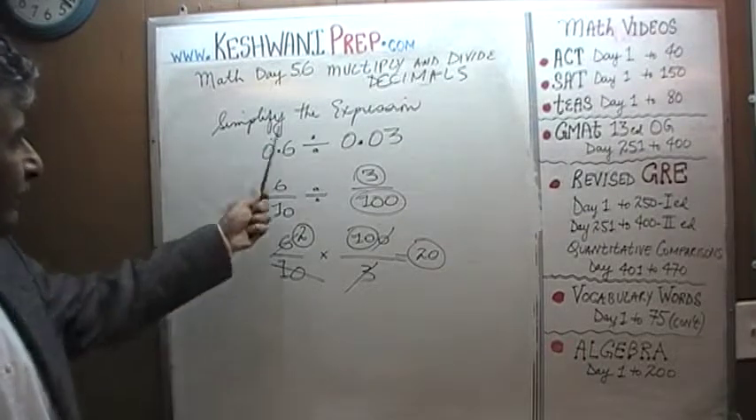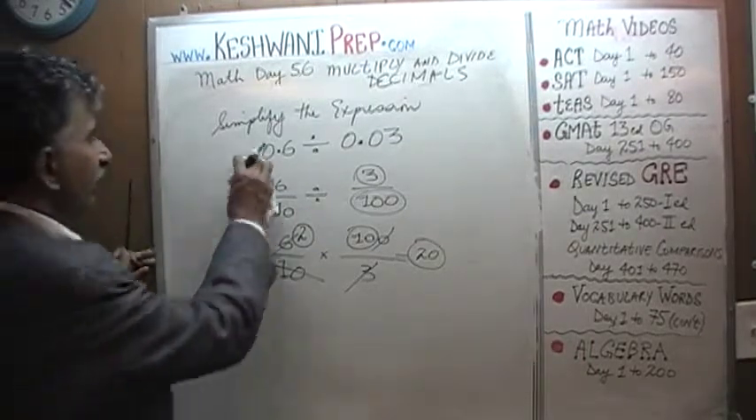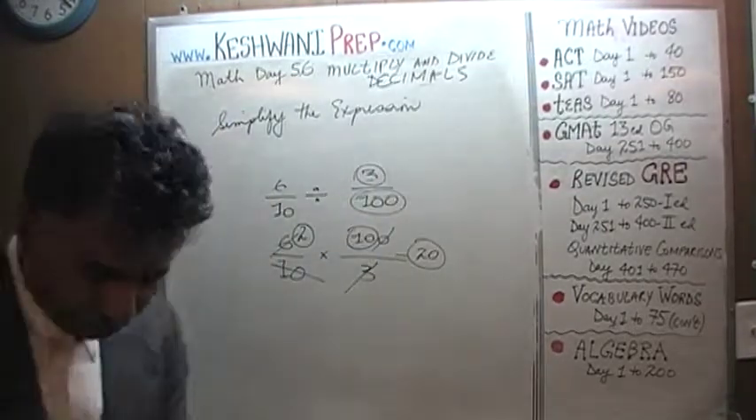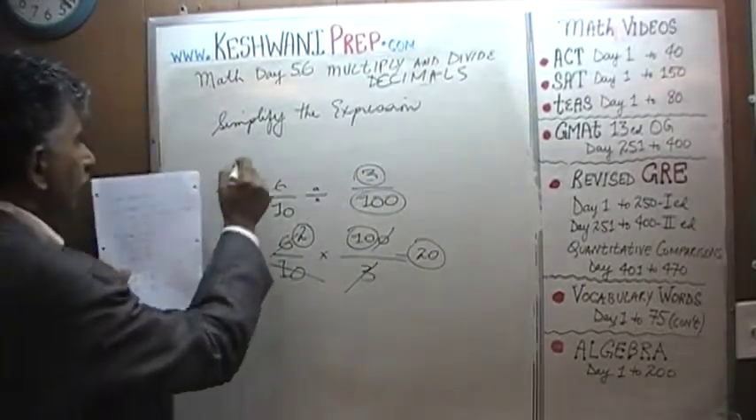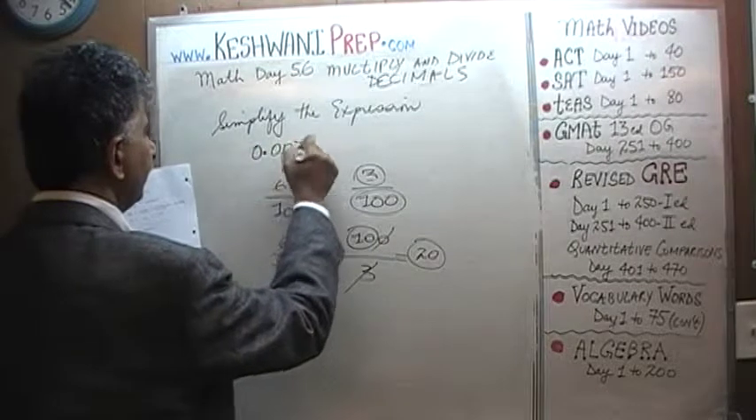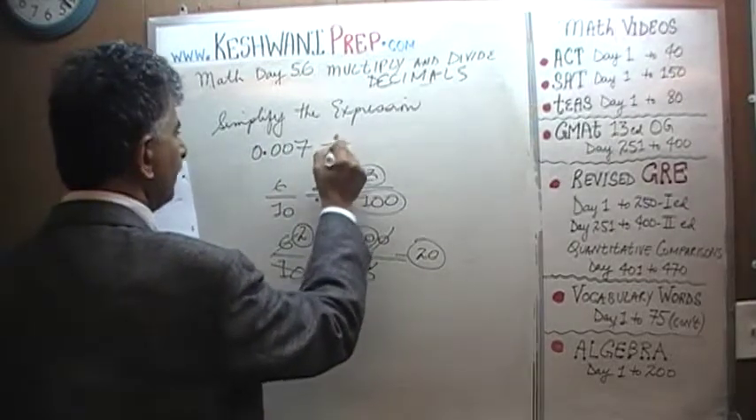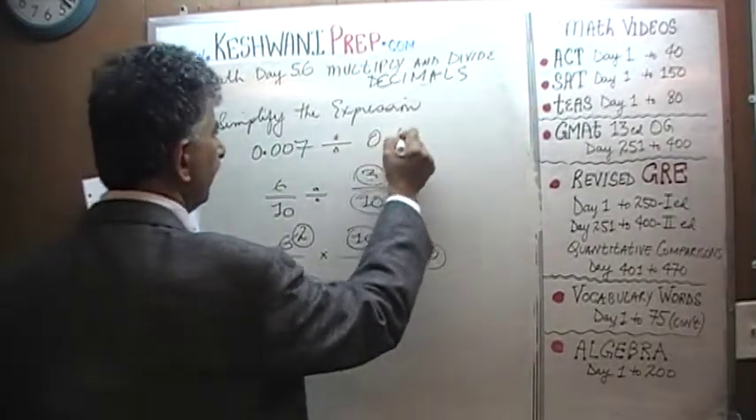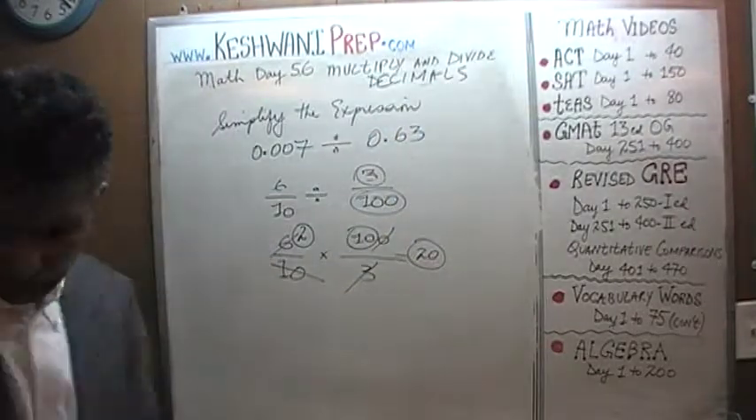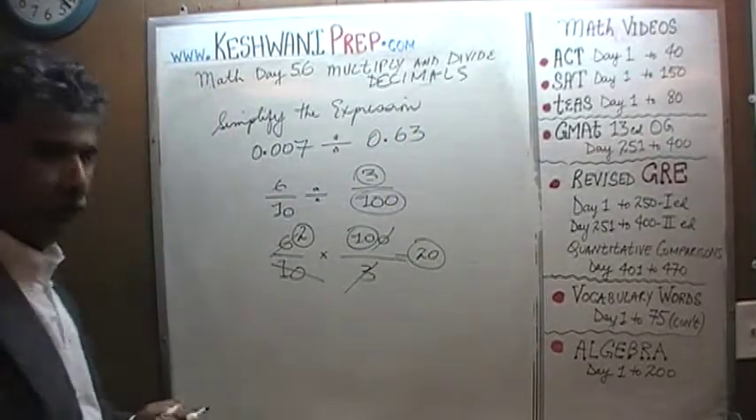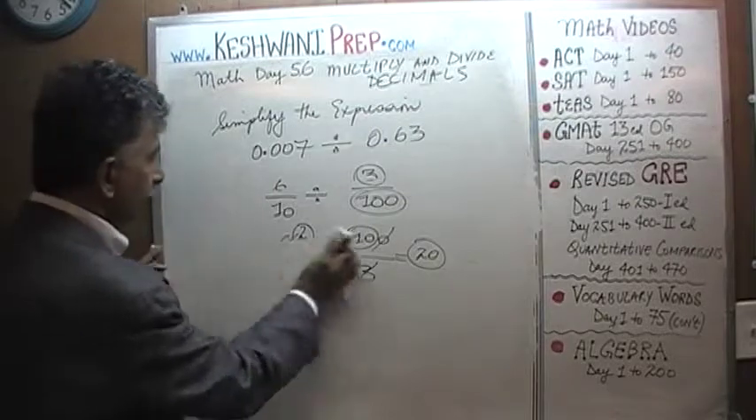Let's do one more. Again, same exact thing. Simplify the expression. And the expression this time is, you do it yourself, 0.007 divided by 0.63. Pause the video and do it yourself. It's a good idea.